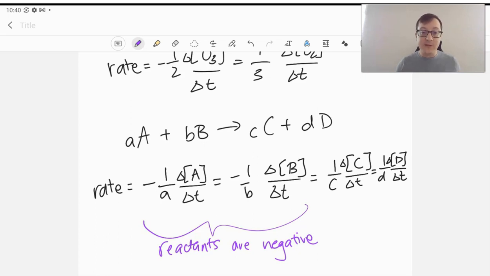And so, with this information, we can see how to relate the rates of change of concentration of one component of our reaction to another. And this is very useful because sometimes it's very difficult to measure a particular product, but it may be very easy to measure the change of concentration of a reactant. And so we can get information then about how the product is being formed in the same way.